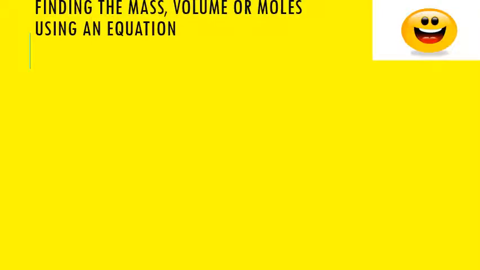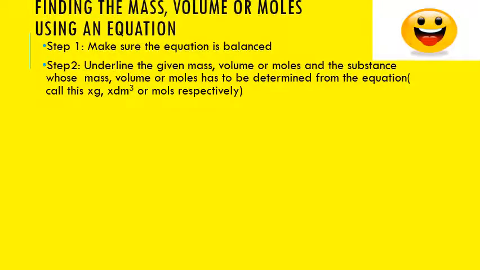So now we have to find the mass, volume, or moles using an equation. The first step is we have to make sure the equation is balanced. Next, we have to underline the given mass, volume, or moles, and the substance whose mass, volume, or moles has to be determined from the equation. So we have to underline what is given to us, what mass, volume, or moles is given to us in the question. The next thing is we also have to underline what it is that they want us to find. What do they want us to find? The volume, moles, or mass. We have to underline that.